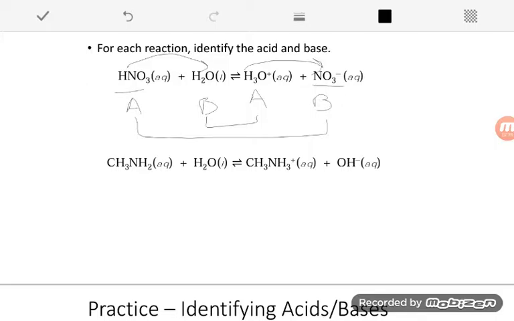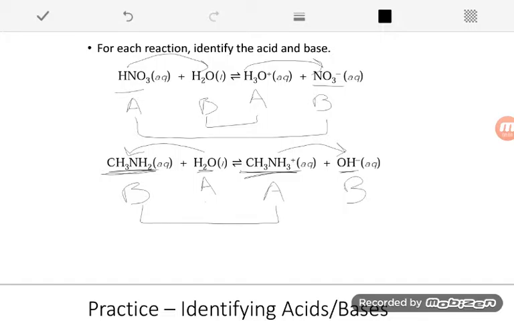Alright, now let's try the second one, same idea. So if I look at this and compare it to that guy, I can see he must have gained a hydrogen, so H2O must have donated a hydrogen to CH3NH2, so that in this case is going to make H2O my acid, and it's going to make this guy my base. Looking at it the other way, in order for my CH3NH3+ to turn back into CH3NH2, he would have to get rid of a hydrogen. He'll give it to hydroxide to form water. So in that case, this guy is going to be my acid, and hydroxide is going to be my base. So once again, I can identify my pairs.